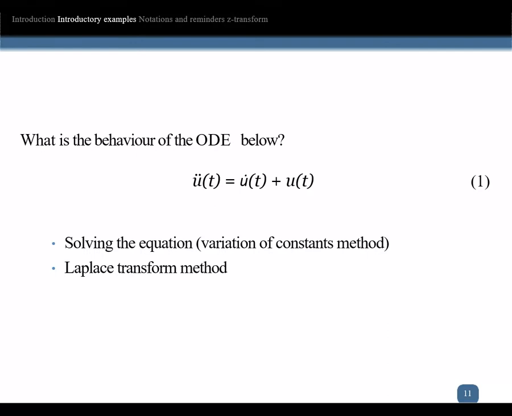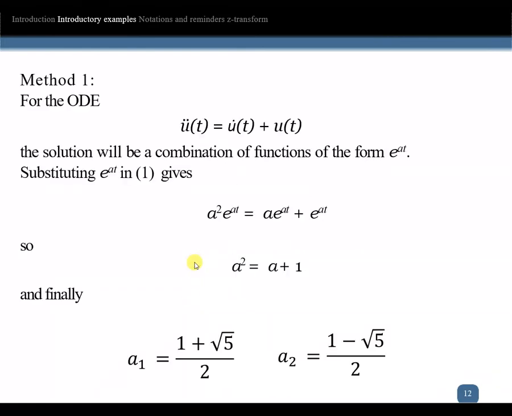Now a little reminder of the behavior of the ODE of this system. u dot(t) is equal to a u(t) plus b. To solve this equation, we have two methods. One method is the variation of constants method. Another one, we take the Laplace transform. Now, first method, we suppose that the solution will be a combination of functions of the form e to the at.